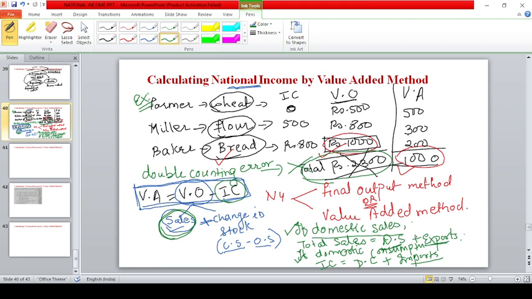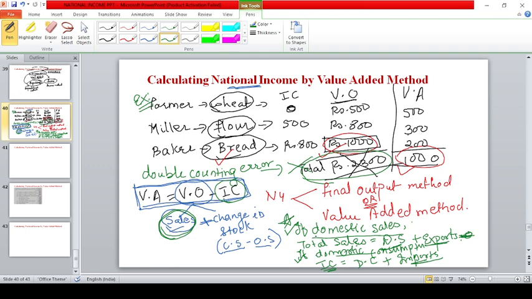and it will be given in the paper. If not given, then you assume it as 0. Export will be 0 if not given. Usually they will give it in the paper. Now, along with intermediate consumption, domestic intermediate consumption plus imports. So this is the important thing to be noted down.